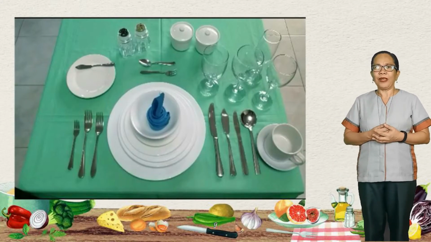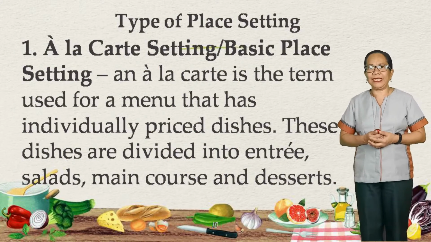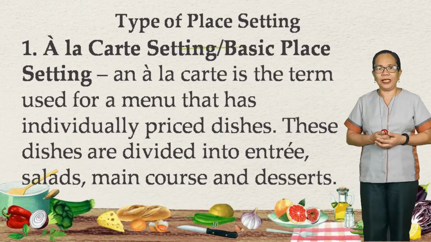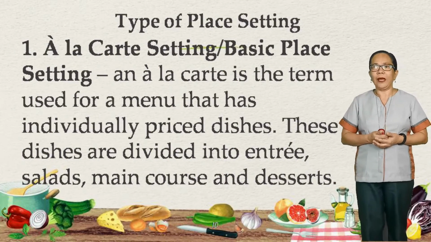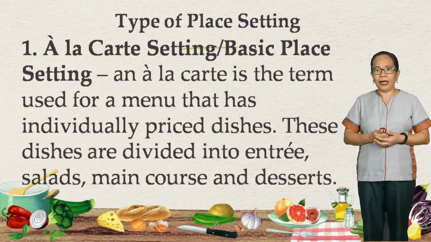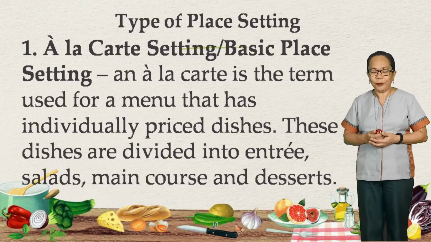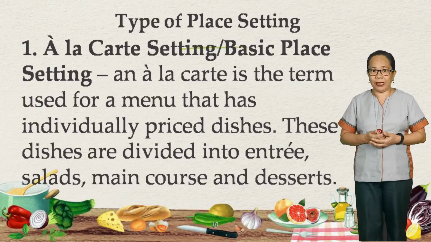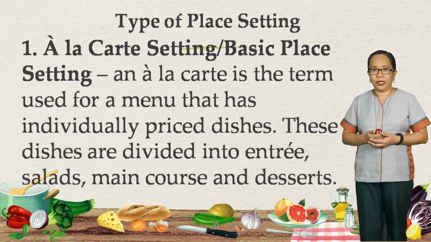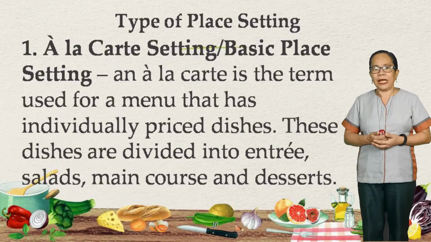Let's proceed. So, what are the different types of place setting? The first one is the a la carte setting or the basic place setting. An a la carte is the term used for a menu that has individually priced dishes. These dishes are divided into entree, salads, main course, and desserts.